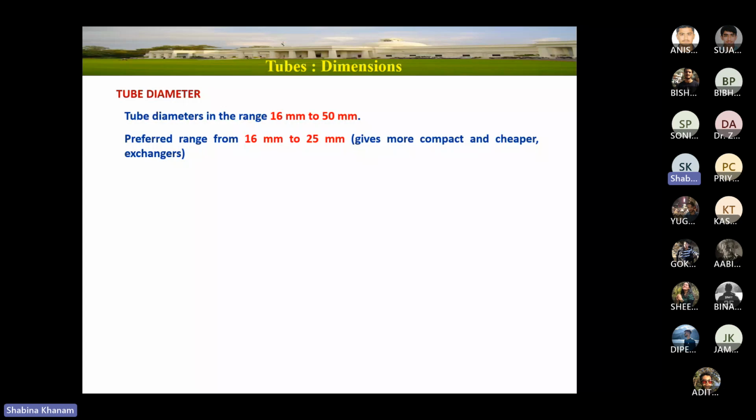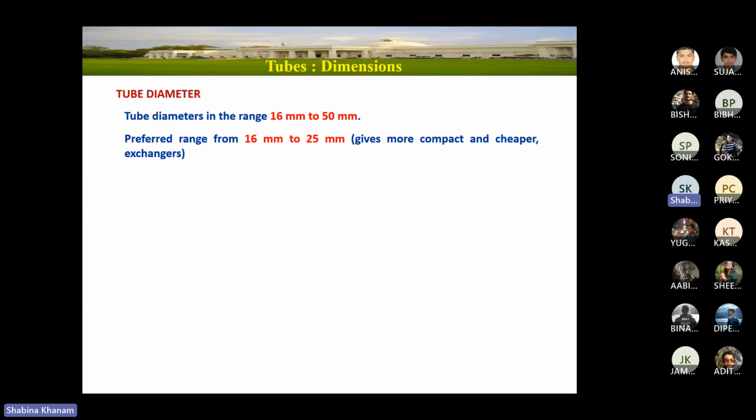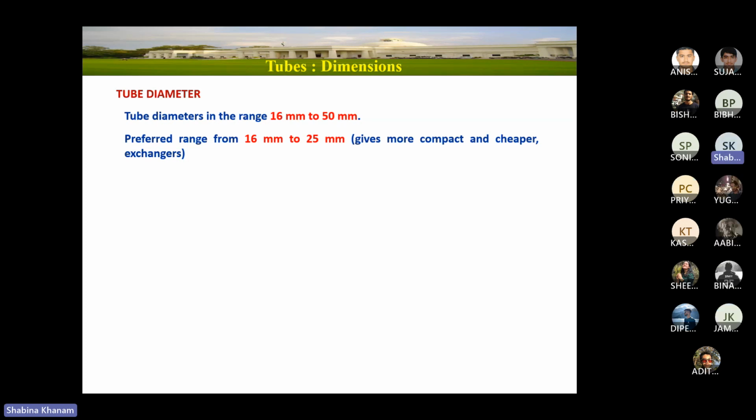In the last class, we have discussed some basic parameters related to how to consider mean temperature difference, and how to allocate the fluid to tube side and shell side, what are the conditions in which we need to select the tube side allocation of the fluid or shell side, and in what order, which parameter we need to consider first, and that priority order I have already discussed in the last class.